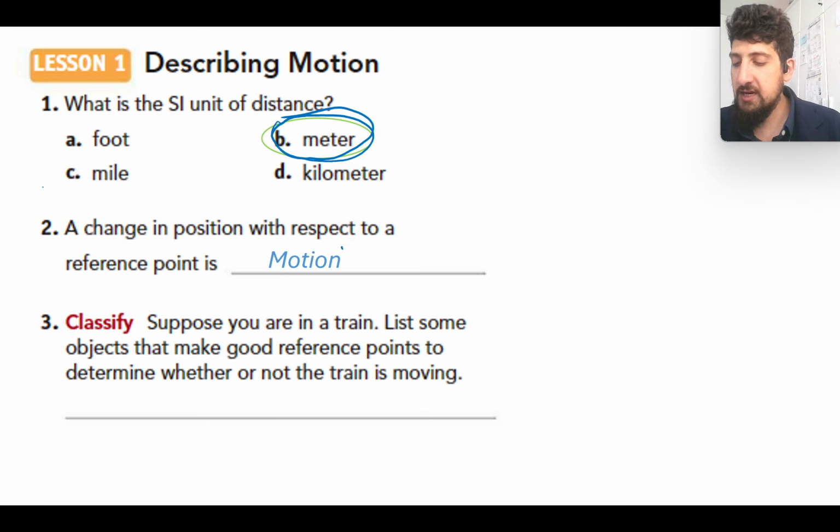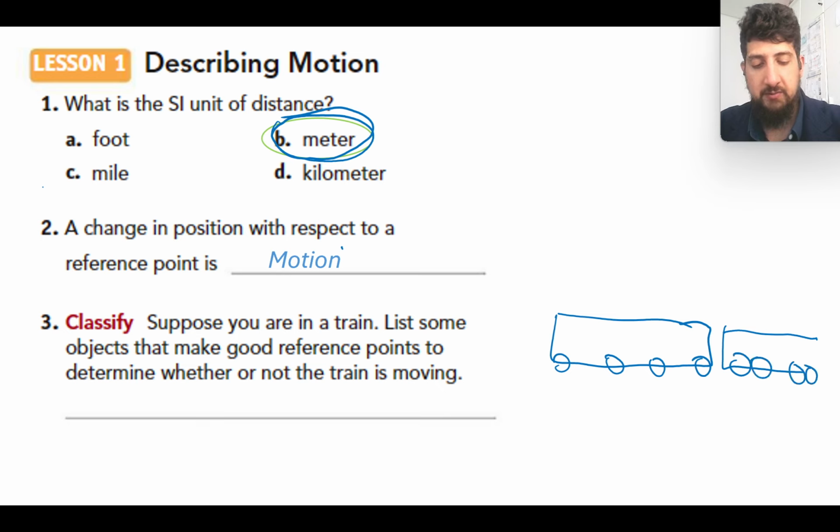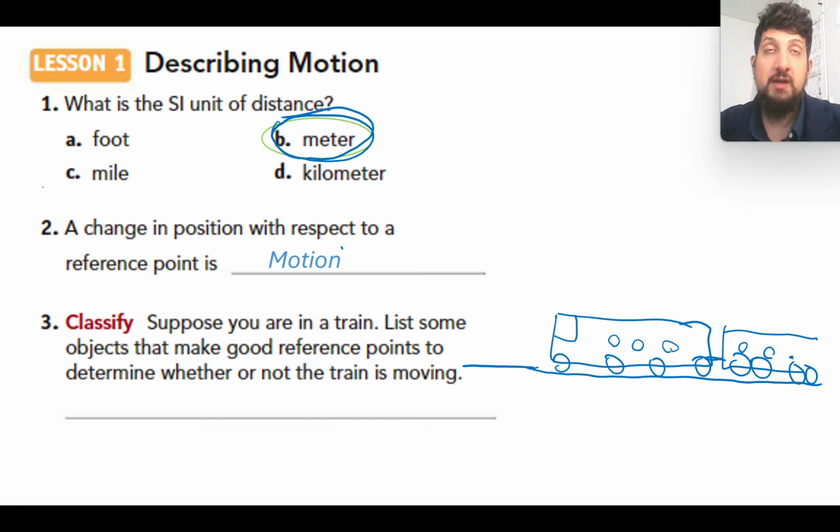Suppose you are on a train, list some objects that make good reference points to determine whether or not the train is moving. So once again, basically anything that's not moving is going to make a good reference point. So if the train is moving, so here's the train. Here's my very, very badly drawn train. So that's the train. That's the front. Those are the windows. And I want to know if the train is moving. I'm sitting on the train. I want to know if it's moving. The easiest way to tell is by looking outside the window.